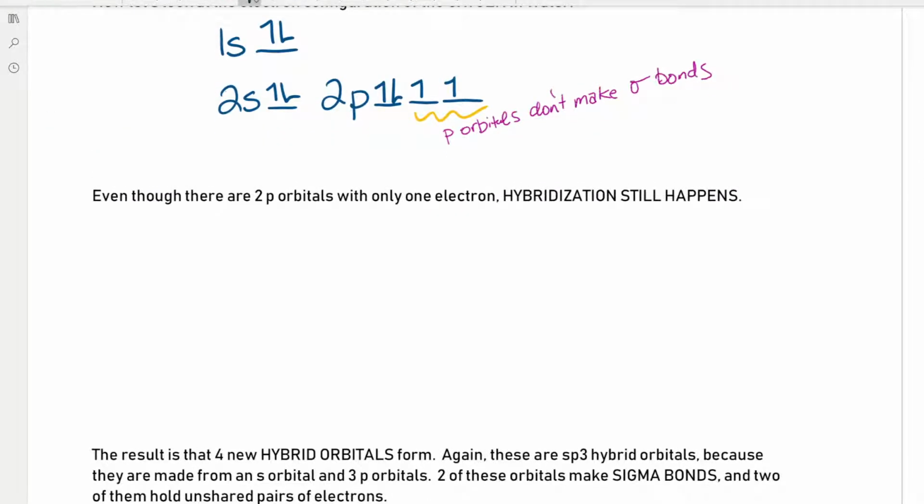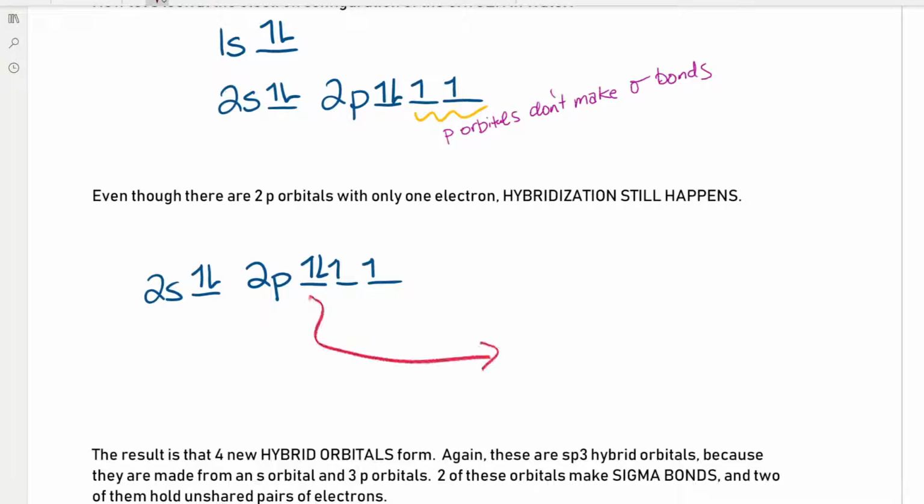So we still hybridize, which means that this old arrangement, 2s and 2p, looking like that, just what we had above, is going to form hybrid orbitals. And again, what would we call those? Well, we're in the second shell. So we're going to say we're in the second shell.